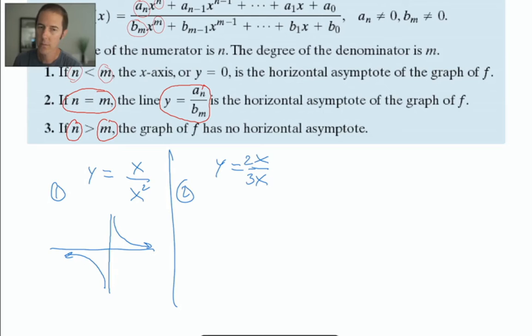Okay, again, it's ridiculous. But the degree of the numerator and the degree of the denominator are the same. Therefore, the horizontal asymptote will have the equation y equals 2/3. So our horizontal asymptote, our h-tote, will have the equation y equals 2/3. But of course, the entire graph is really 2/3.